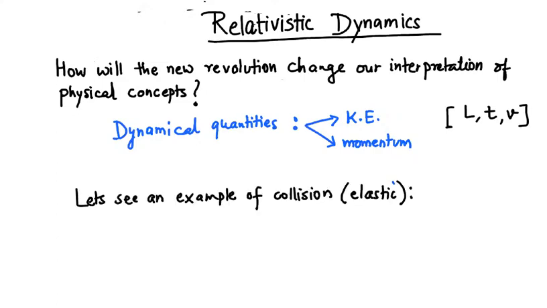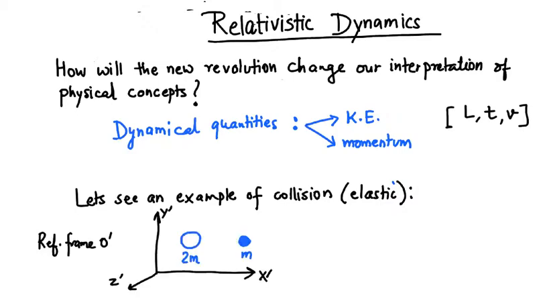In order to understand how the kinetic energy and momentum change, let us first see an example of an elastic collision. Let's say in a reference frame O prime, you have two objects. One is of mass 2m, and the second object of mass m is, let's say, moving with some initial velocity of minus 0.75 c towards 2m.